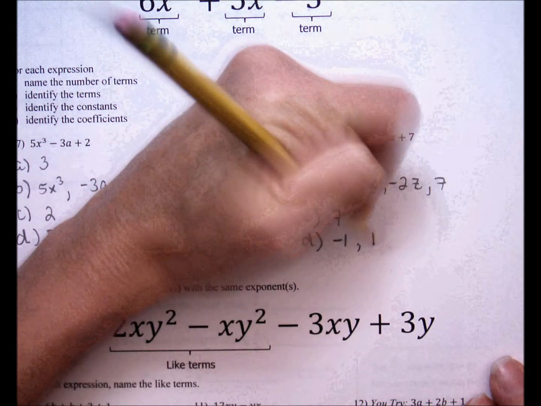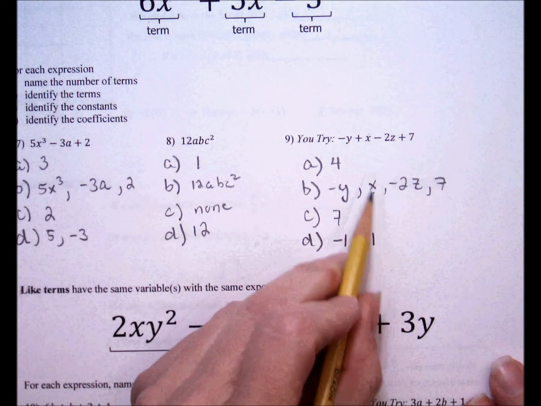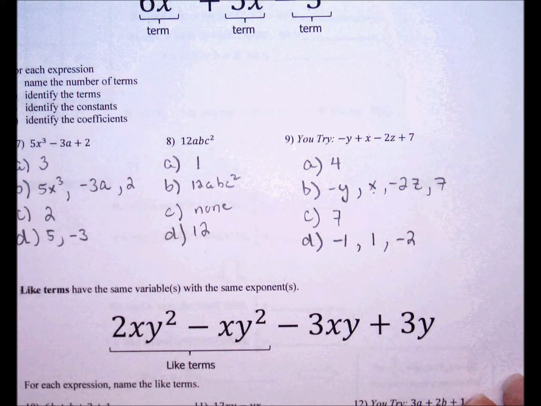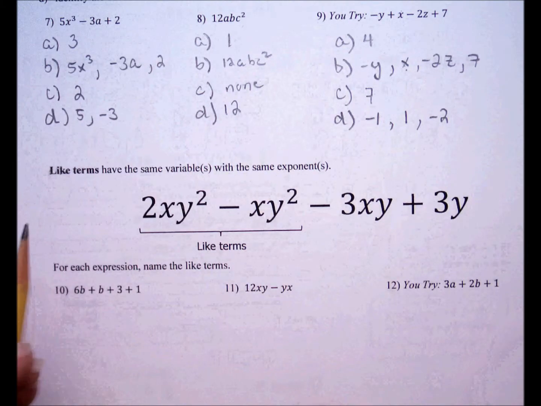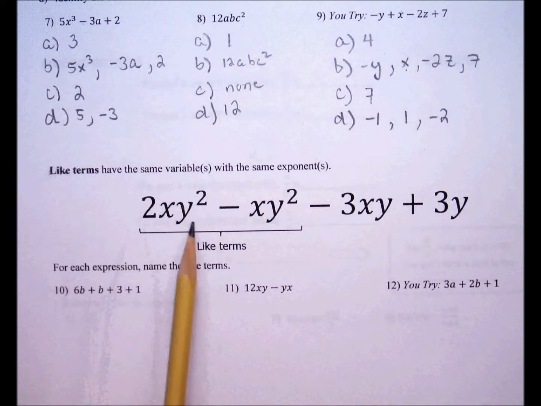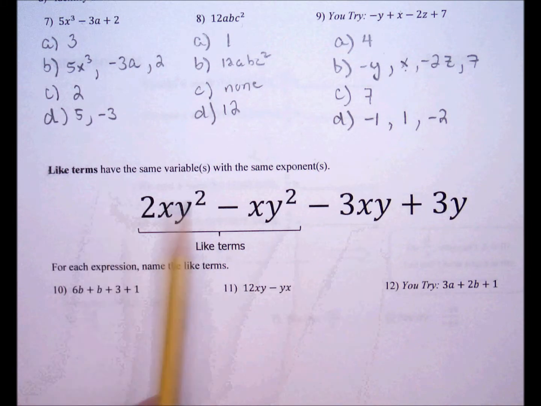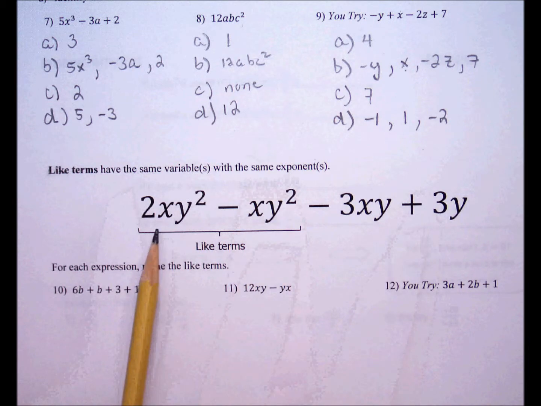And name the coefficients. Okay, what's the coefficient for negative y? What's multiplied by y here? Oh, it's negative 1. Is there a coefficient for x? Of course, it's 1. It's not 0 because 0 times x is 0. So it's 1. If you see a variable all by itself, its coefficient is 1. Negative 2. Those are our coefficients.